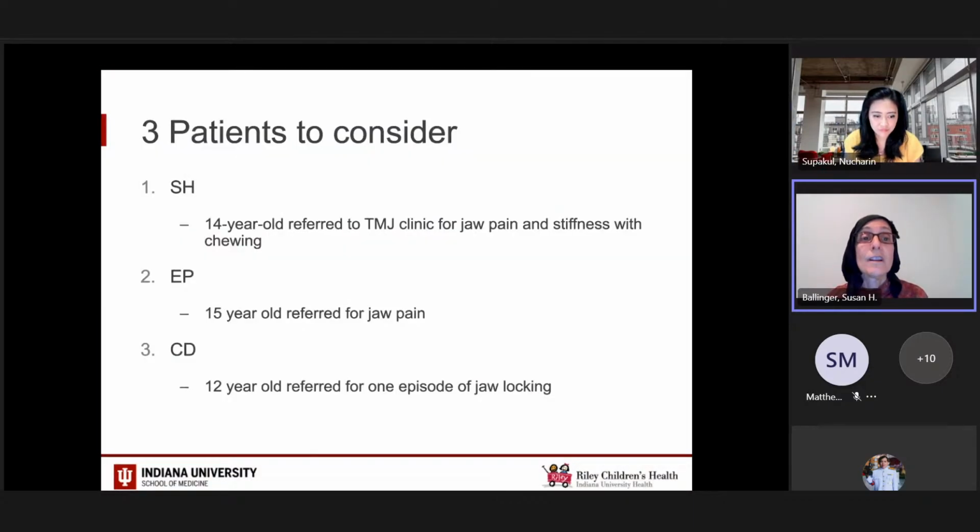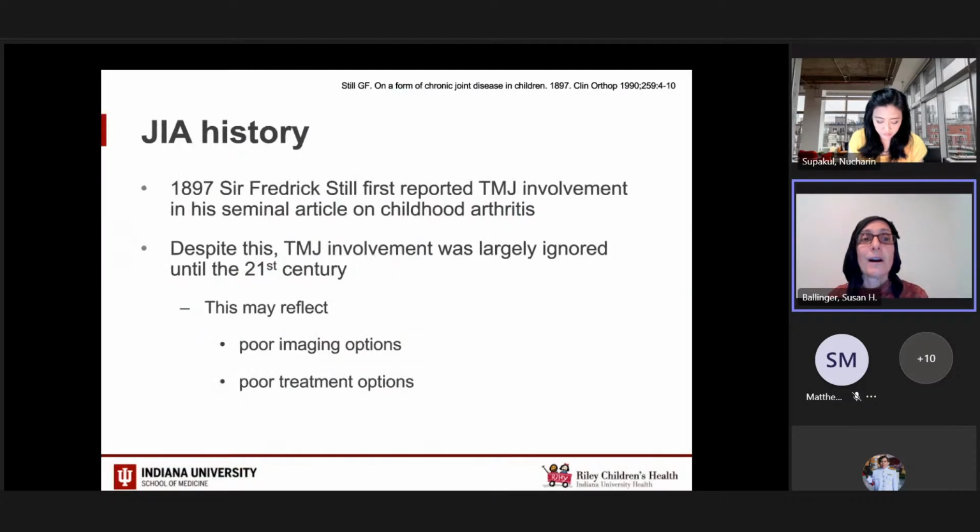So we have 3 patients to consider as we talk throughout this talk. One is a 14-year-old who was referred to our clinic that I do in combination with Dr. Matthews on Tuesday afternoons on the 4th Tuesday. So we have clinic this afternoon. The patient had jaw pain and stiffness with chewing. The second patient was a 15-year-old referred for jaw pain. The third patient is a 12-year-old referred for 1 episode of jaw locking. At the end, I'll tell you the imaging results first, and then we'll talk about clinical history to show how we can figure out backwards what these kids have.